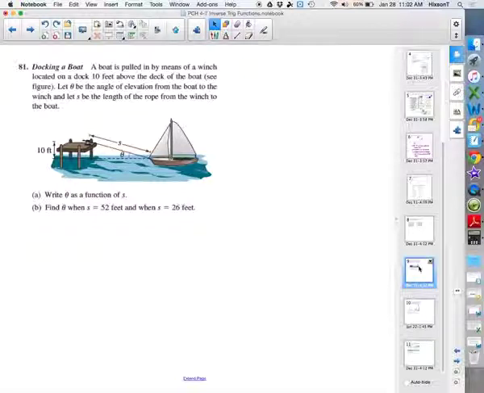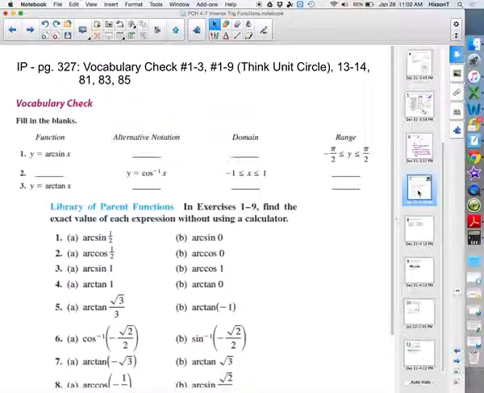Coach Nottage needs me in the athletic center. Is it okay if I go? Yeah, the bell's going to ring in just a second anyway, so that's fine. All right.